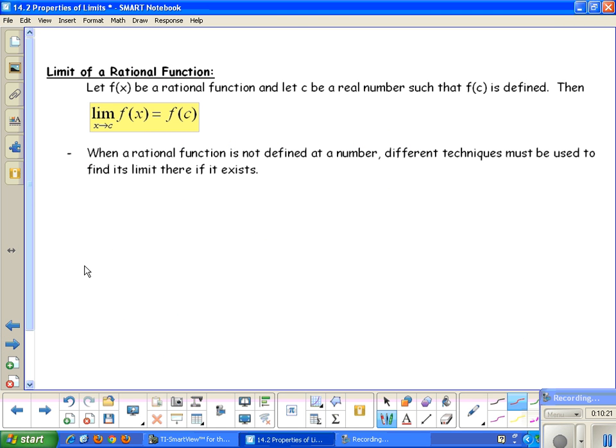So the next part says the limit of a rational function. Let f of x be a rational function and let c be a real number such that f of c is defined. Then the limit as x approaches c for f of x is equal to f of c. When a rational function is not defined at a number, there are going to be different techniques that must be used to find the limit there if it exists. And different techniques are usually algebraic techniques that you can do.